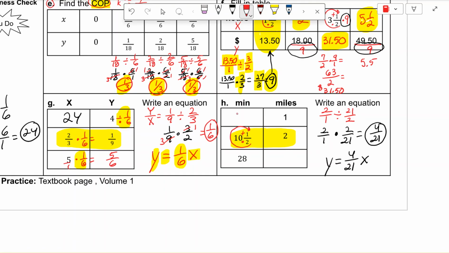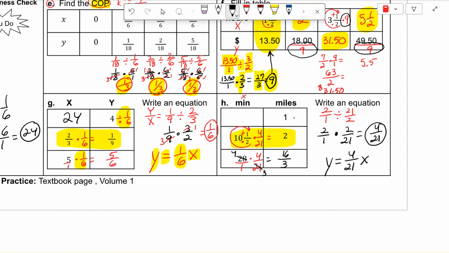So if we multiply our x values, which is our minutes, by 4 over 21, we will get 2. So we'll multiply 4 over 21 by the 28, and you can see we can cross reduce the 28 and 21. 7 goes into both. 7 goes into 21 3 times, and 7 goes into 28 4 times. And that's 16/3.